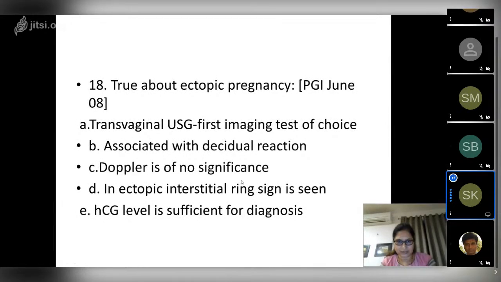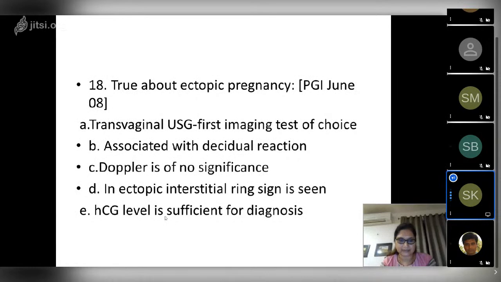Nobody's answering, so I'll give you the answer. It is true actually. You will be able to see an interstitial ring sign or a tubal ring sign on ultrasound in some of the ectopic pregnancies, where it is unruptured most of the times, and you'll be able to see a proper gestational sac within the tube. I'll show you some of the pictures so that you can understand that.